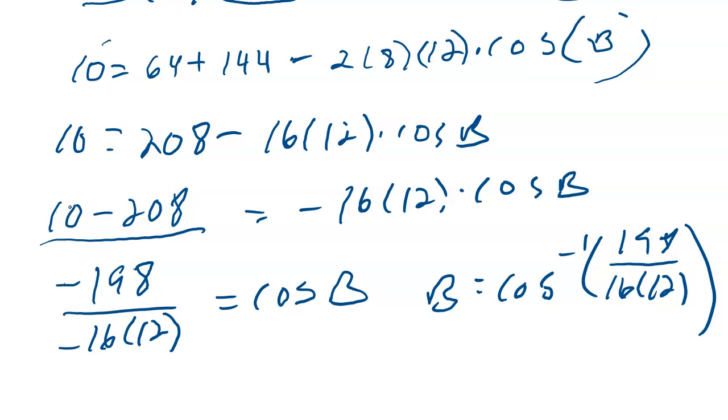Anyways, this should have been 10 squared. So this is 100. 100 minus 208 is negative 108, I believe. Negative 108. So negative divided by negative is going to be positive. So then I get cosine inverse of 108 over 16 times 12. 56 degrees. 55.8. I'll take it. It looks good. All right, on to the next problem.